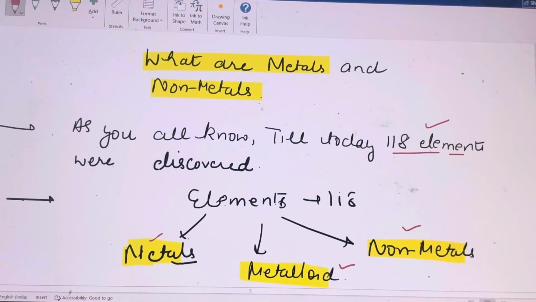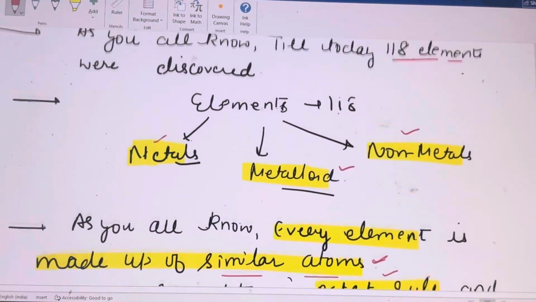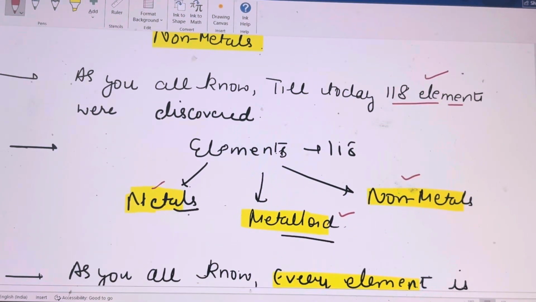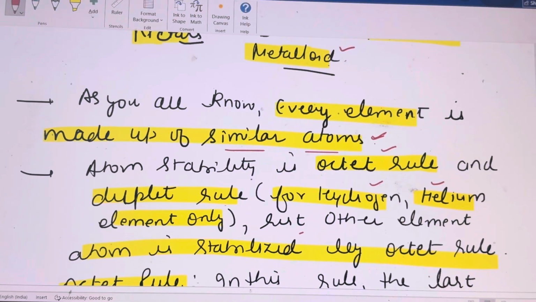Students, today I am going to explain what are metals and what are non-metals. You know students, as of now we have discovered 118 elements, and some elements are categorized as metals, some are non-metals and some are metalloids. And every element is made up of similar atoms.